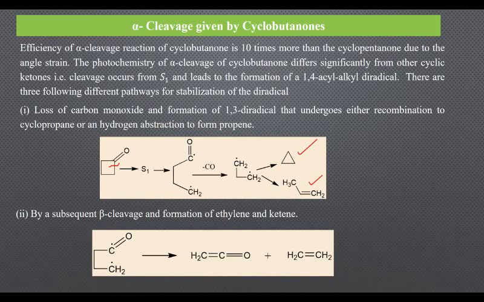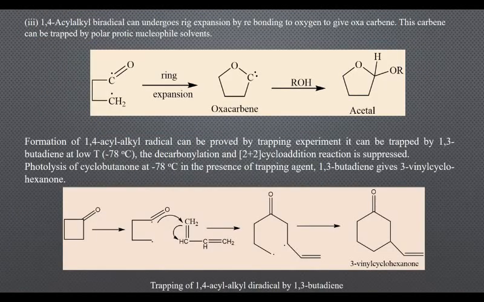Here, if this bond is broken or cleaved, then one component is ketene as shown here, and the other is alkene. And sometimes there is a third option, which is the ring expansion and the formation of a carbene. It is only possible if there is some trapping agent like polar protic solvents.